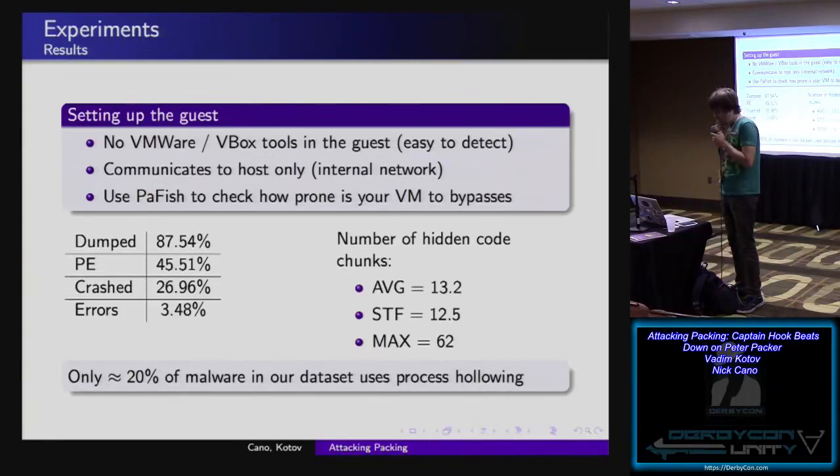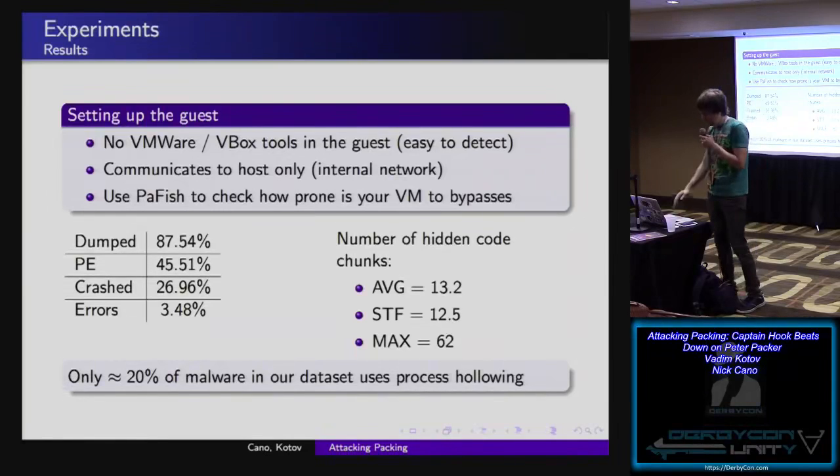So, some interesting statistics. The number of hidden code chunks is around 13 on average, but the standard deviation, which should be STD, is 12.5. So statistically speaking, this isn't really a good data set, but then again, it's impossible to find a good data set. The maximum was 62. We also noticed that only 20% of malware in our data set used process hollowing, which is interesting because it is the most common technique.